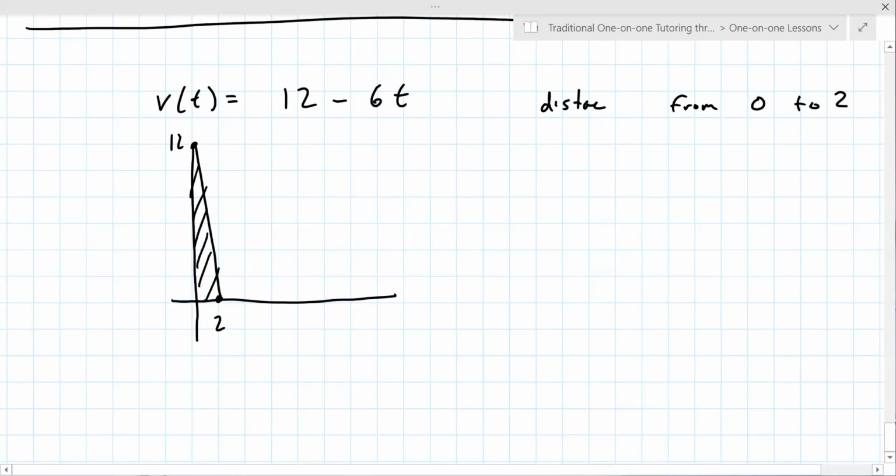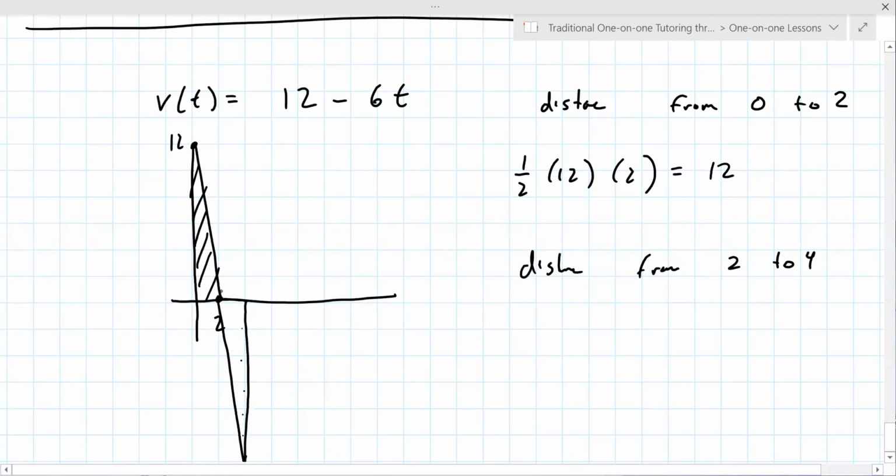So 1/2 times 12 times 2, which is 12. Now, what is the distance from 2 to 4? Well, this thing keeps going down. We're asking about distance, not displacement, so we just care about how far it went. So what's 2 and -12? Because the distance is always positive, like your odometer is always positive on your car, it doesn't matter that it's -12.